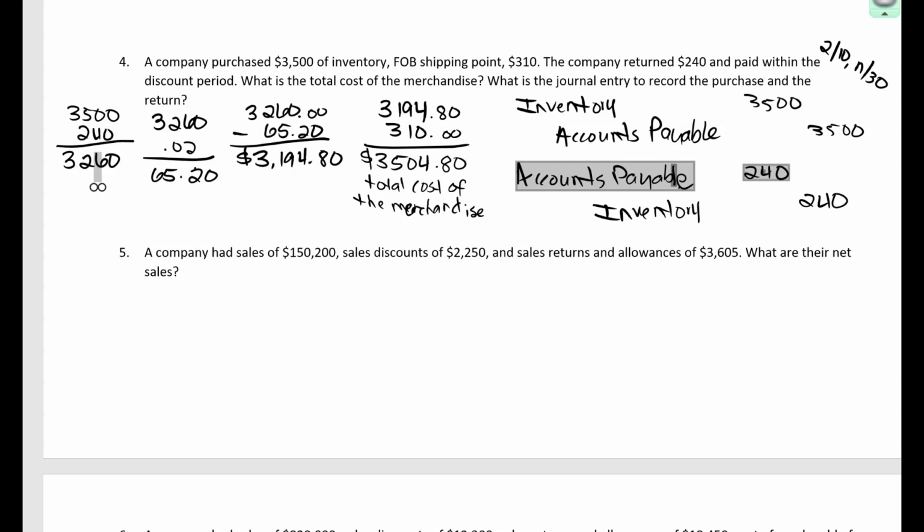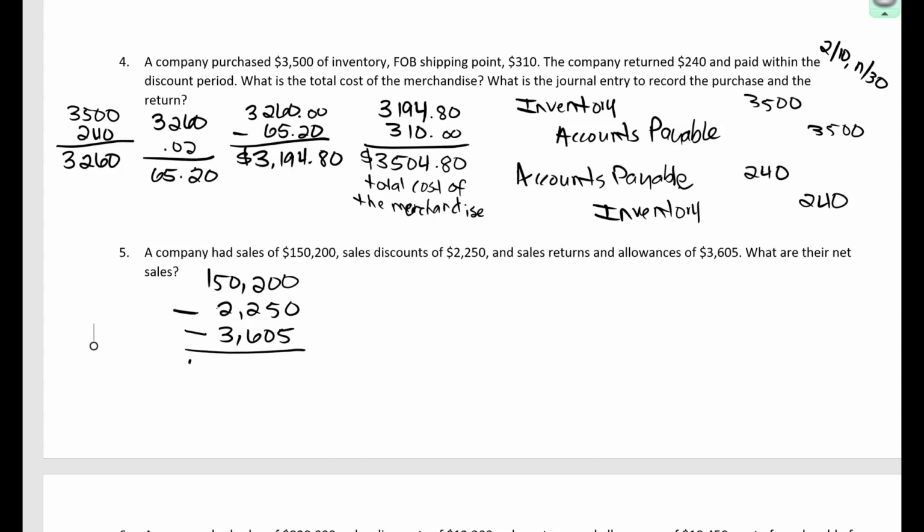Okay, now, number 5. A company had sales of $150,200, sales discounts of $2,250, and sales returns and allowances for $3,605. What is their net sales? Okay, you're going to take the sales of $150,200. You will subtract their sales discounts, and you're going to subtract the sales returns and allowances. And we will get net sales of $144,345. This will be our net sales.